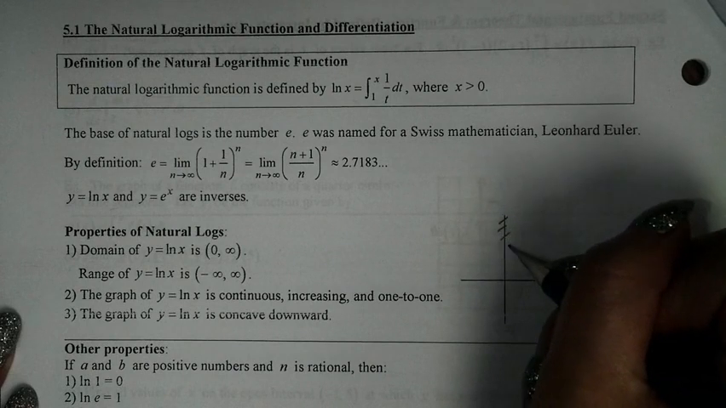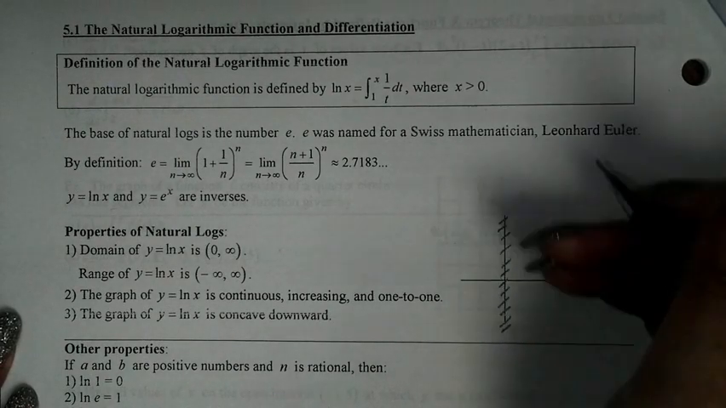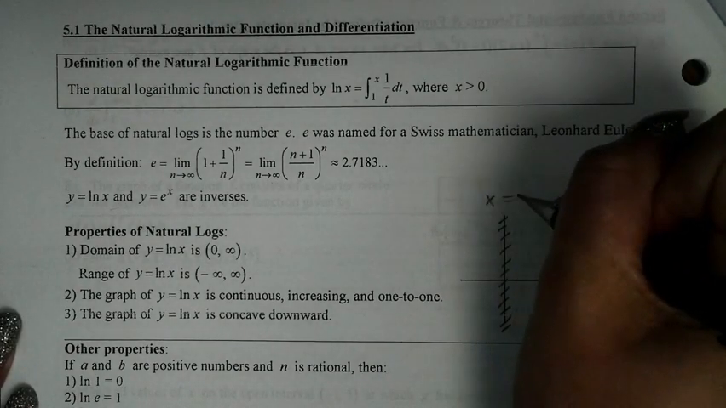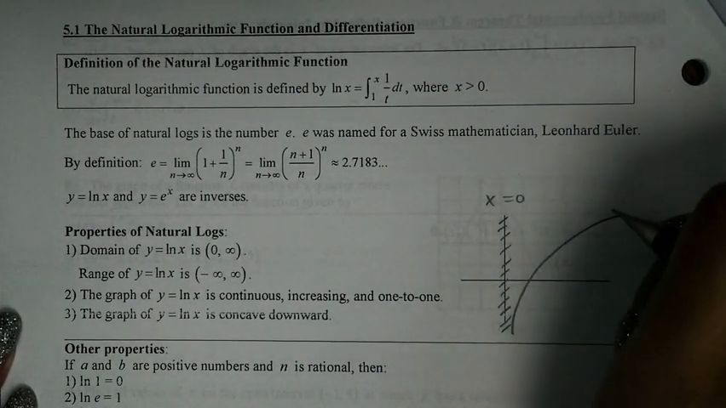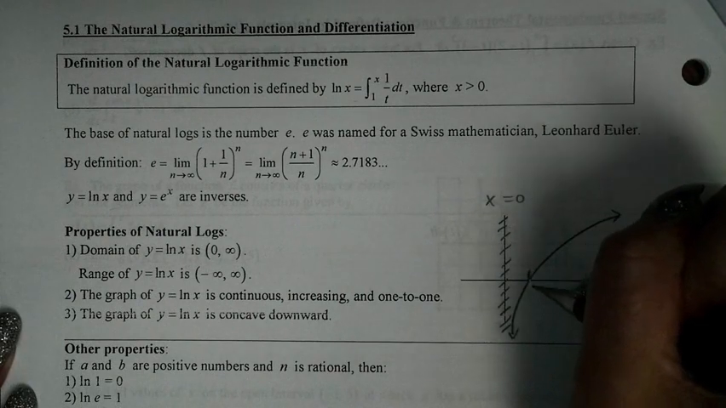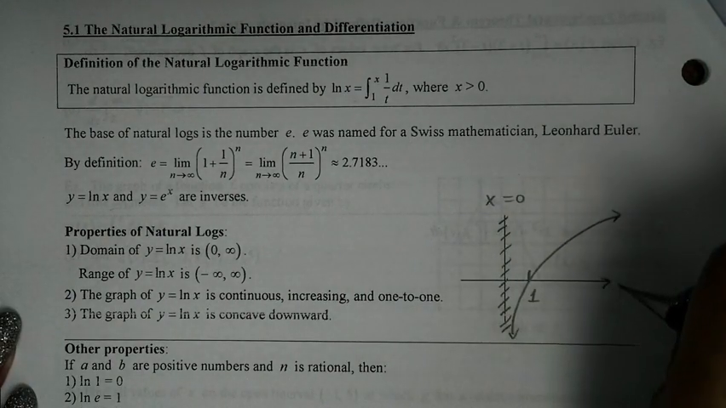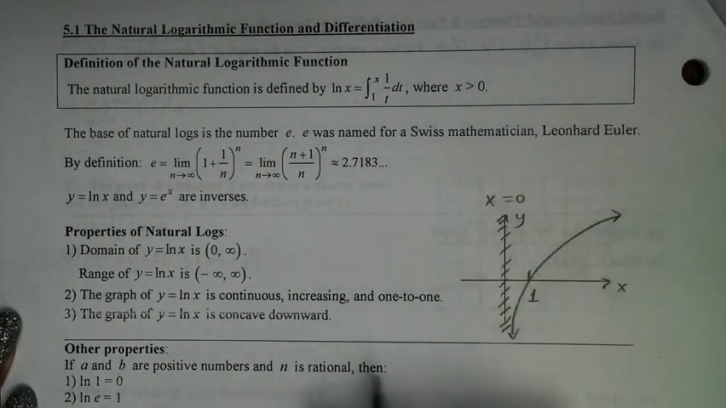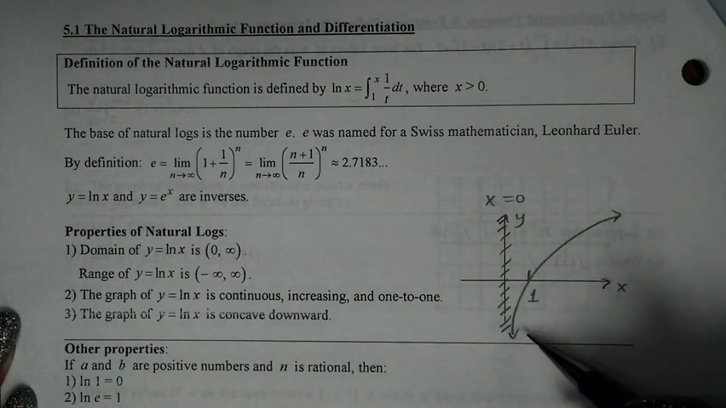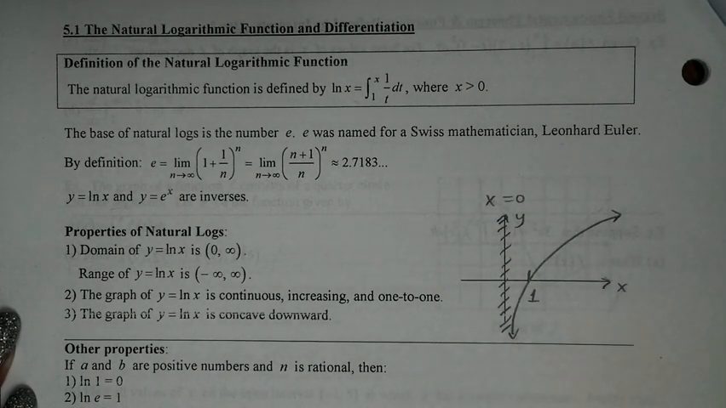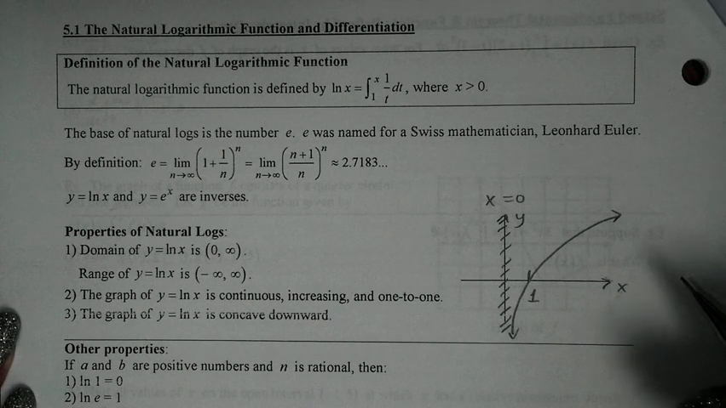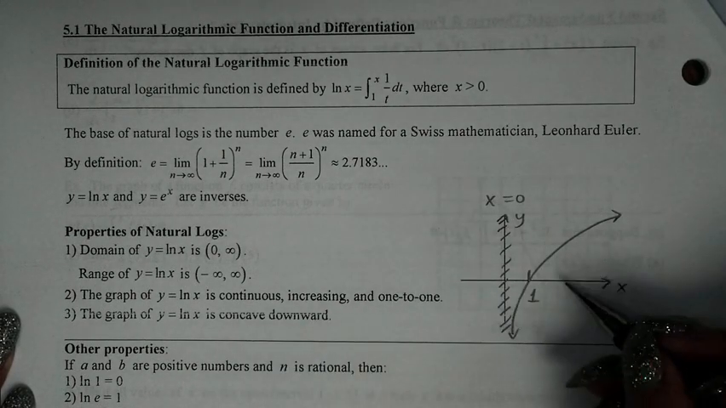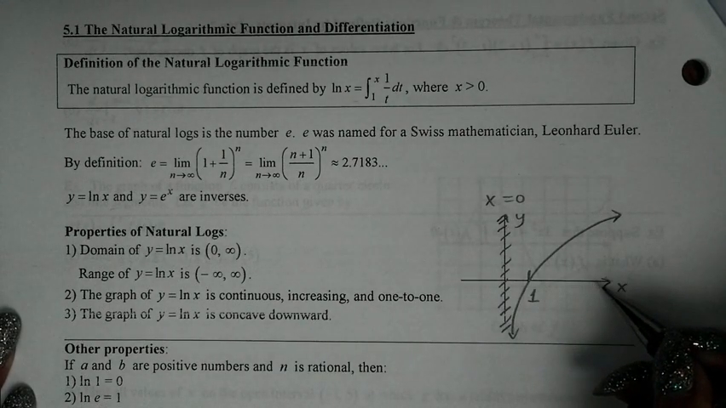If you remember from algebra 2, you have a vertical asymptote over here. Then you have a situation that looks like this, and you cross the x-axis at 1. So this is the x-axis, this is the y-axis. The range of this function is all the real numbers. The graph of y equals natural log of x, as you can see, is continuous on its domain, increasing and 1 to 1. As you can see from this example, it's concave down all the way.